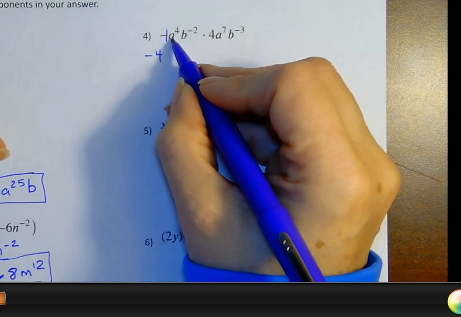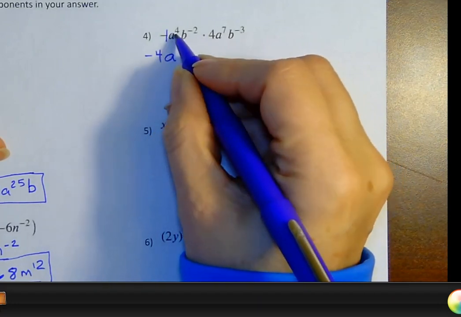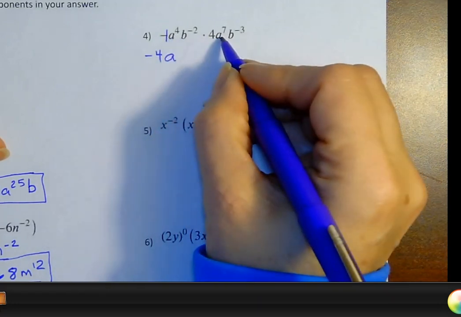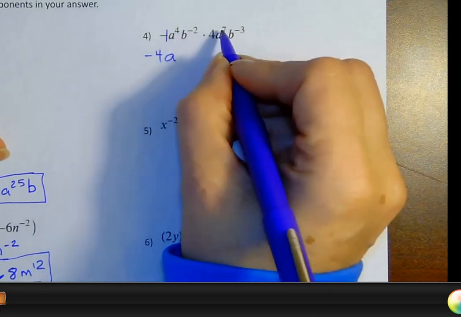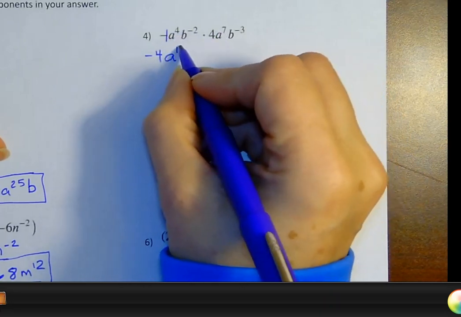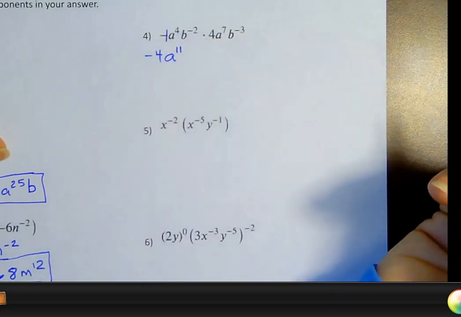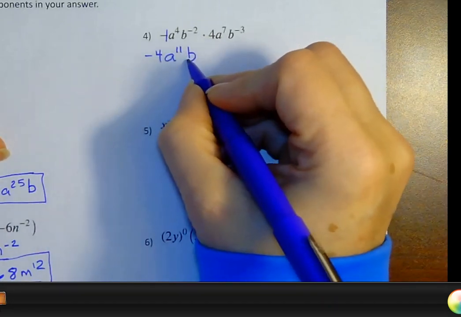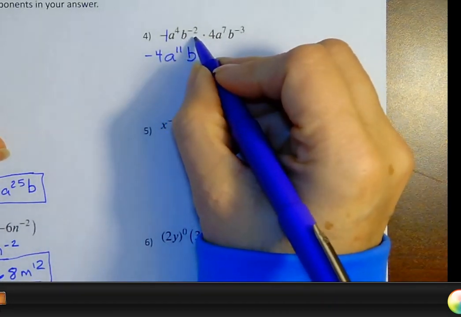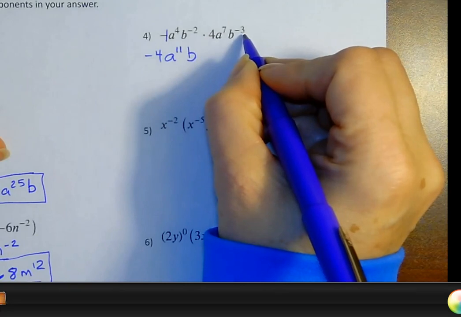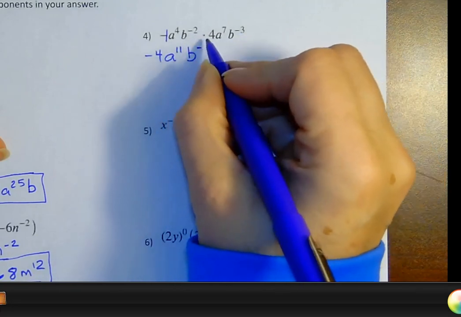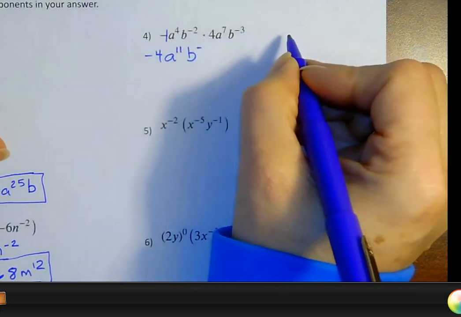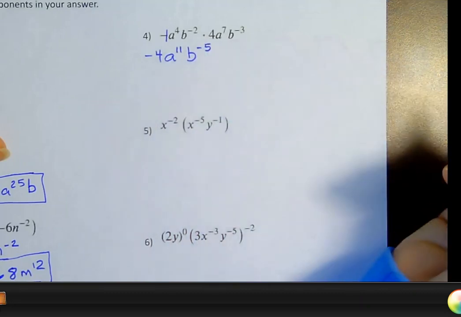I'm going to work with my a's. I have a to the 4th times a to the 7. So I get to add 4 plus 7. So now I have a to the 11th. Now I'm going to work with my b's. I have b to the negative 2 and b to the negative 3. So I have negative 2 plus negative 3. That's negative 5. Okay with that?